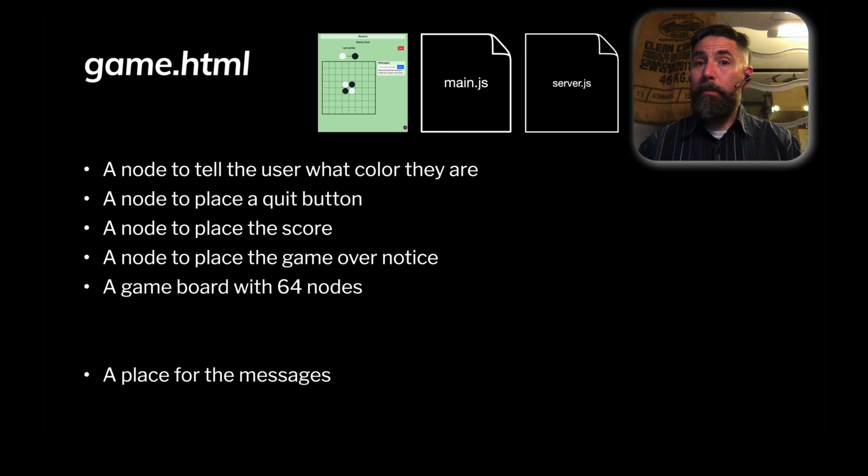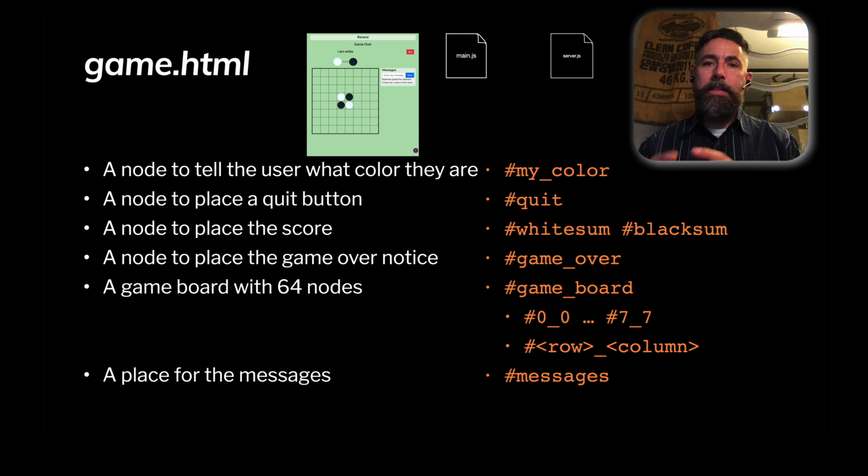Now remember, this is HTML, so it's defining a document object model. What we're going to be setting up are some places where we can put content. We need a node in our document object model that will tell the user what color they are, for example, I'm white or I'm black. We're going to label that with the ID myColor. Be on the lookout for where we place a node for a quit button. We'll identify this with the ID of quit.